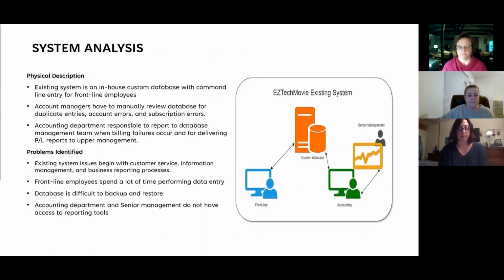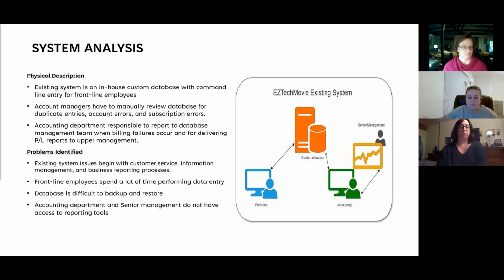And here you can see our system analysis, the physical description. The existing system is an in-house custom database with command line entry for the frontline staff. And this means that they spend a lot of time performing data entry, and that is a heavy workload for the frontline staff on a day in, day out basis. It also slows the customer's growth.